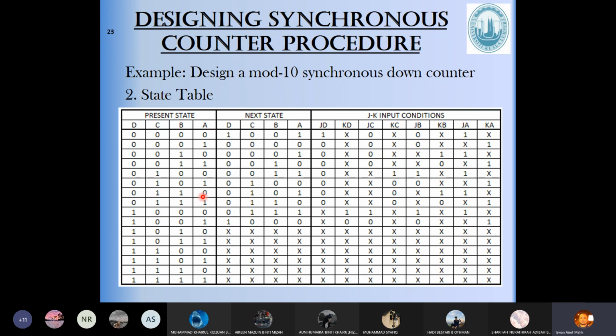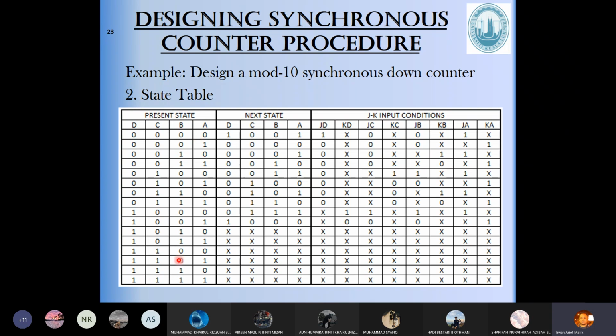So for this table, I would like to suggest to you, when you arrange the present state, still arrange them in ascending order. Next state is the one you follow from the diagram. Okay, why? There are two ways which you can design your state table. The first one is like this, 0, 1, 2, 3 until 15, 0 to 15. No problem. I would prefer for you to use this one.